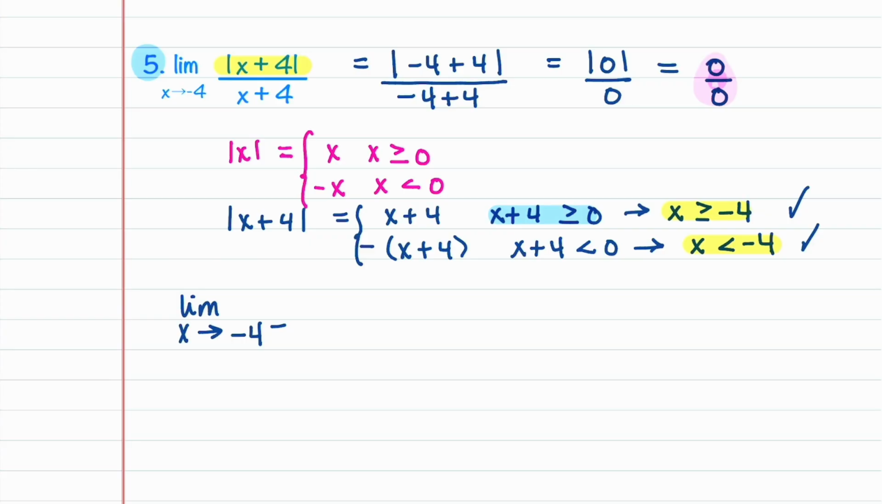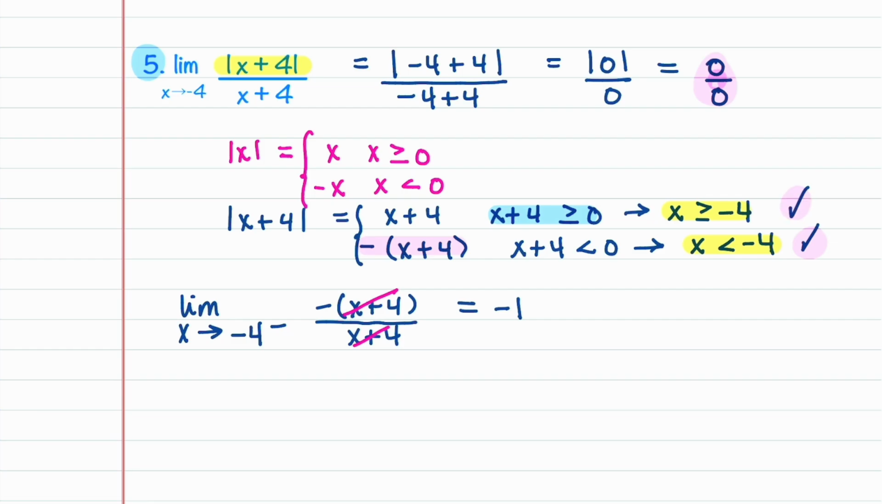That's going to be this piece right here because x is less than minus 4. So we're going to substitute in for our numerator minus the quantity x plus 4. So we have a minus x plus 4 on top. And then down below, we have an x plus 4. These terms cancel. So we're left with a value of minus 1.